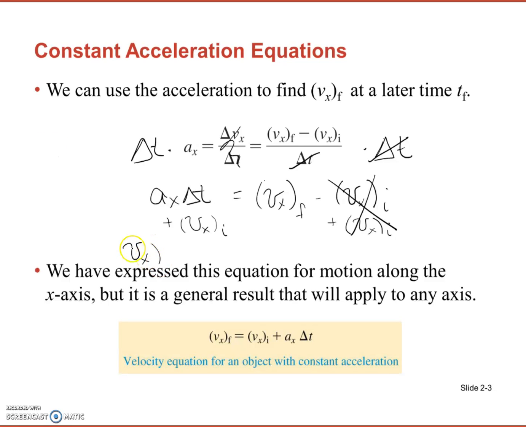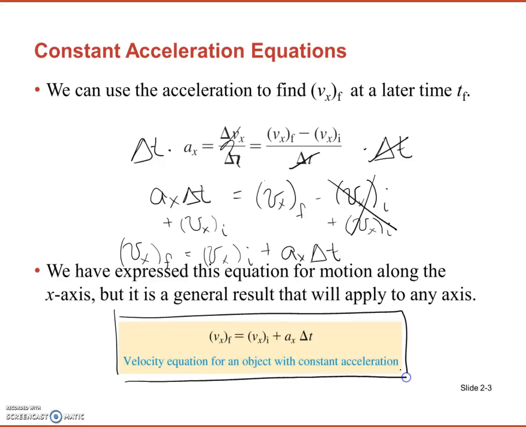These cancel, and I'm left with just v sub x final, which is what I'm solving for. And that's equal to v sub x initial plus the acceleration in the x direction times my time interval. You can see that is exactly what's written here in the book. This is an expression for how we can find the final velocity given the initial velocity, the acceleration, and some time interval. That's our first kinematic equation.